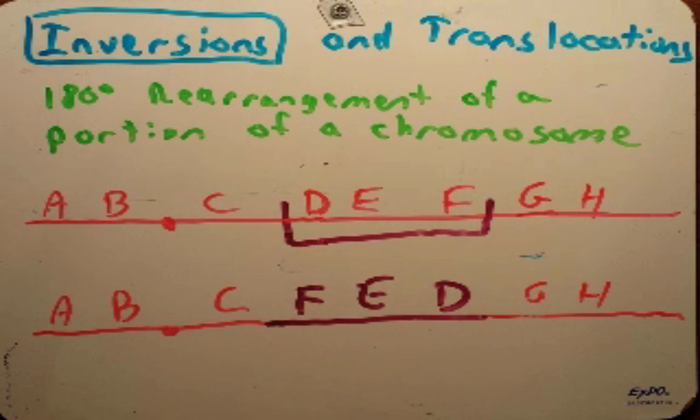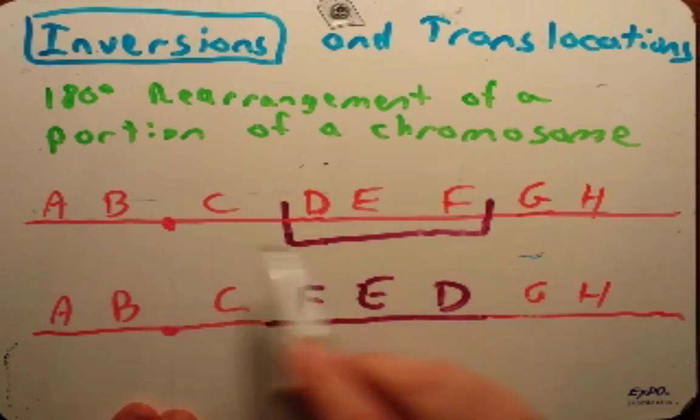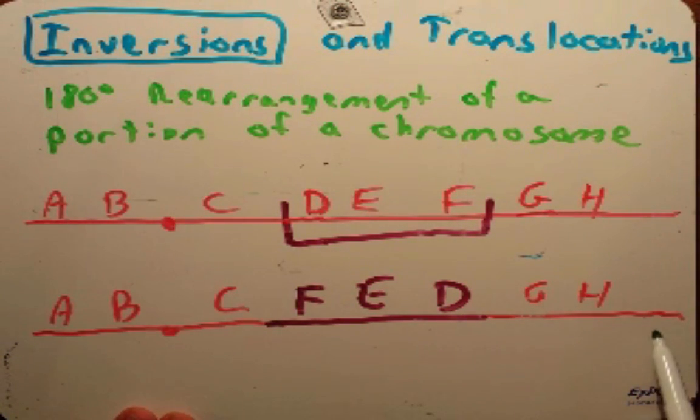Okay, so as we look at this, we might wonder why these would ever cause a problem. Right? In the non-inverted chromosome, you have genes A through H. In the inverted chromosome, you have genes A through H. You have all the genes, so why does it matter that they're in a different order? How could this cause a problem? Well, there are a few different ways this could cause a problem, and I want to mention two of those ways.